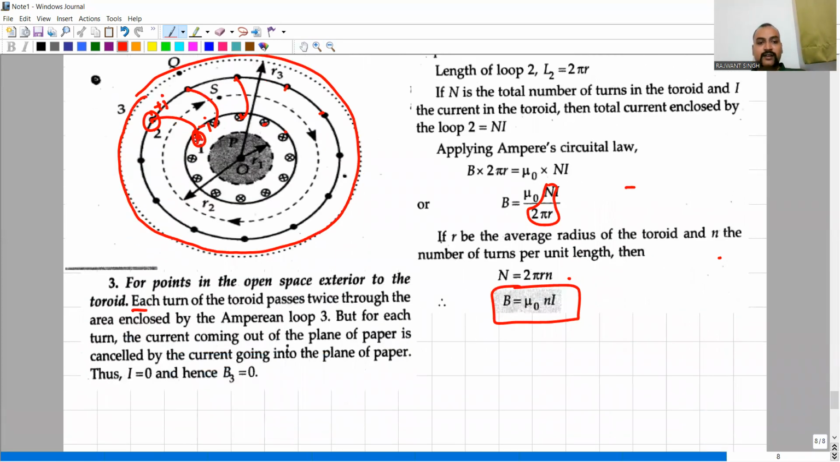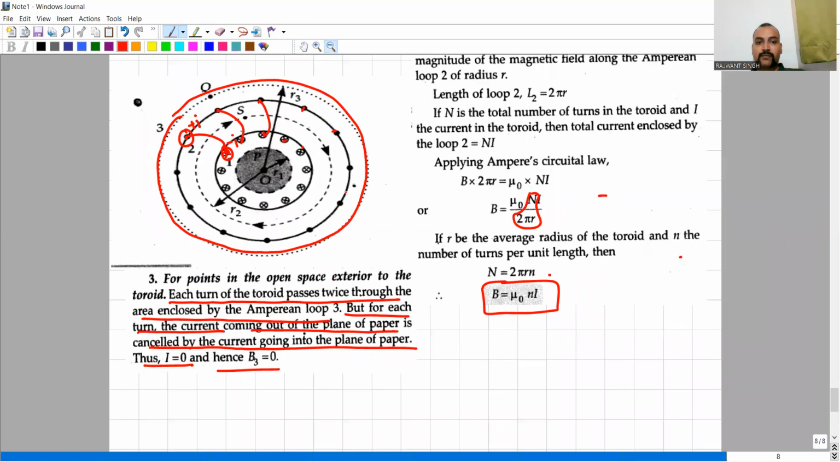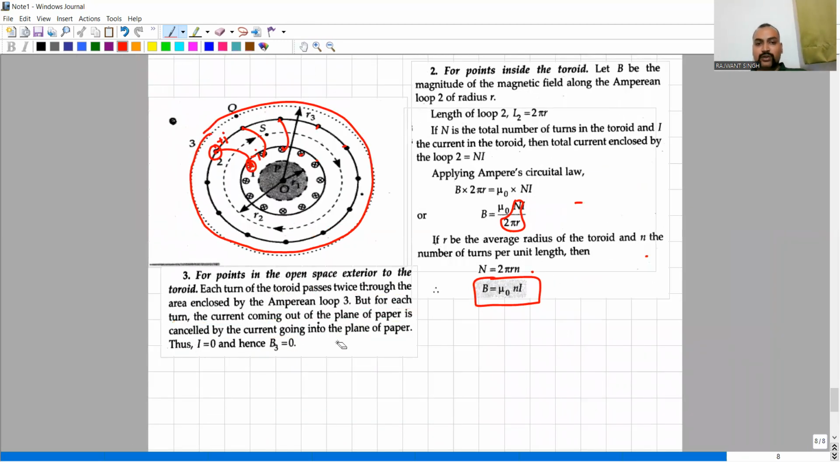So you see, each turn in the toroid passes twice through the area enclosed by the Amperian loop 3, but for each turn, the current coming out of the plane is cancelled by the current going into the plane. So I will become 0, and hence B3 is equal to 0. So go through both of these derivations. Both are board level important derivations.